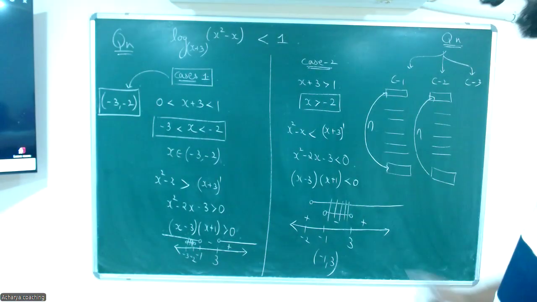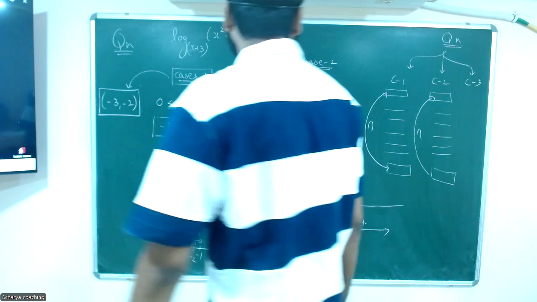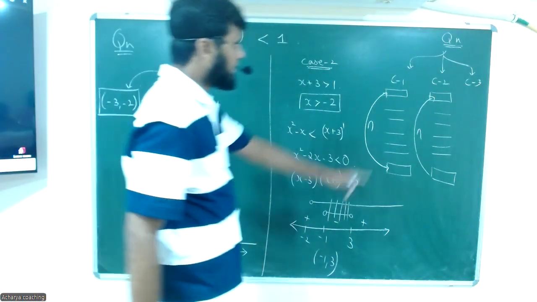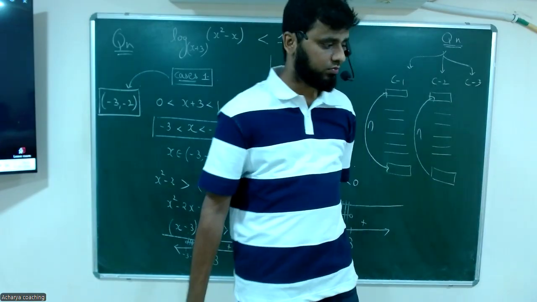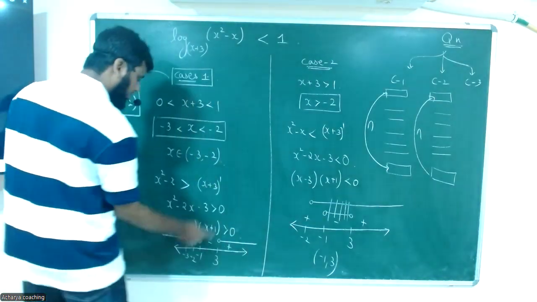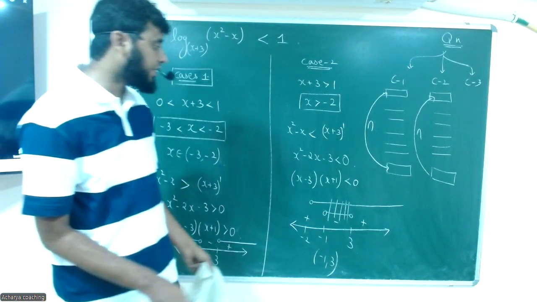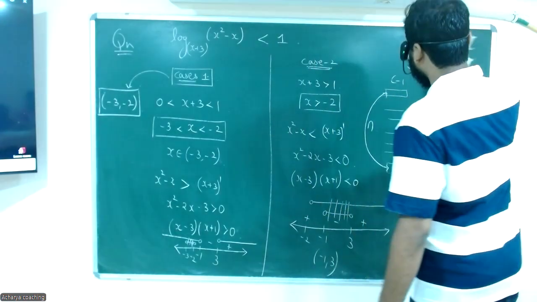Okay. Any doubt in this? This side alone can I erase? This part alone. So whenever we take cases with the initial condition, we have to take intersection. So that will be the answer for case 1.